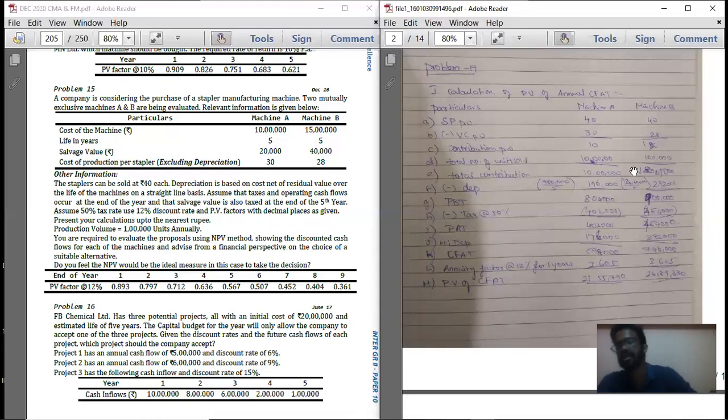Machine A, record 10 lakhs. And machine B, 12 into 1 lakh, you are getting 12 lakhs. So total contribution is 10 lakhs for machine A, and machine B is 12 lakhs. From the total contribution, deduct depreciation.